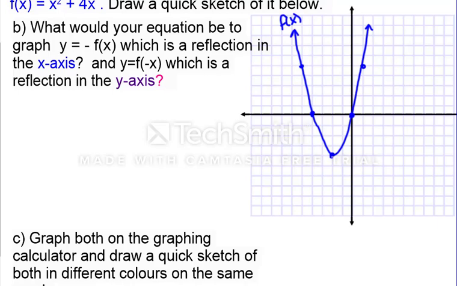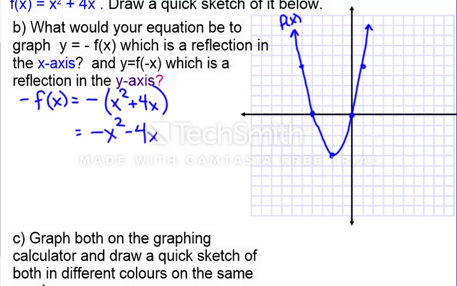Part B, what would your equation be to graph y is equal to negative f of x, which is a reflection in the x-axis, and then again, y is equal to f of negative x, which is a reflection in the y-axis. So to start off, let's do a reflection in the x-axis. So you've got our negative f of x. What that would look like would be negative x squared plus 4x, which would be negative x squared subtract 4x.